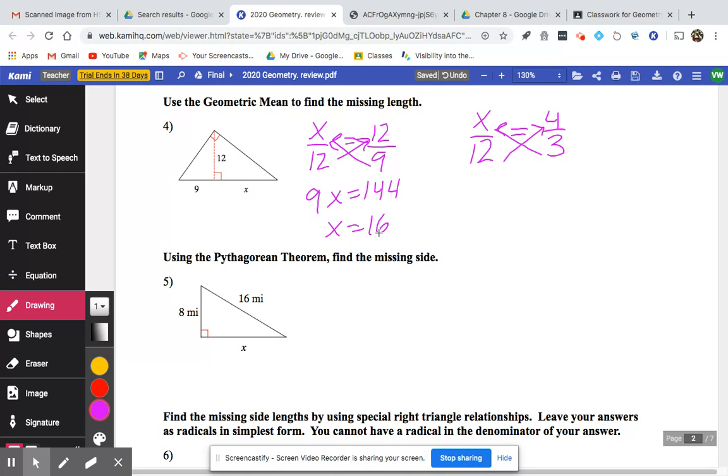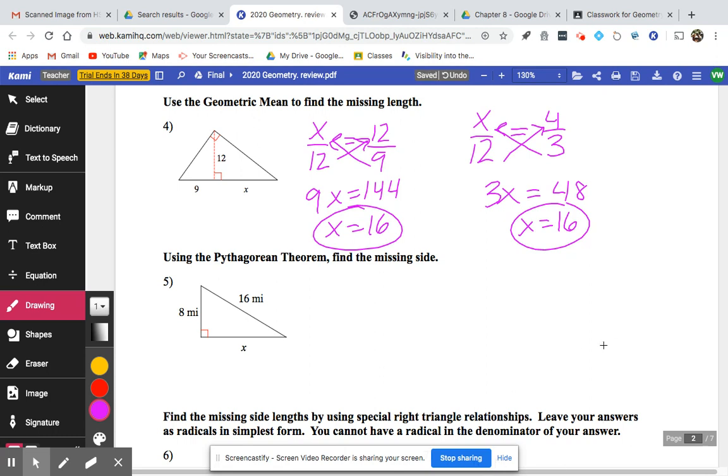So x is 16 over here. Here you get 3x equals 48. X still is 16. Either way you want to approach it is fine with me. You'll get the same answer.